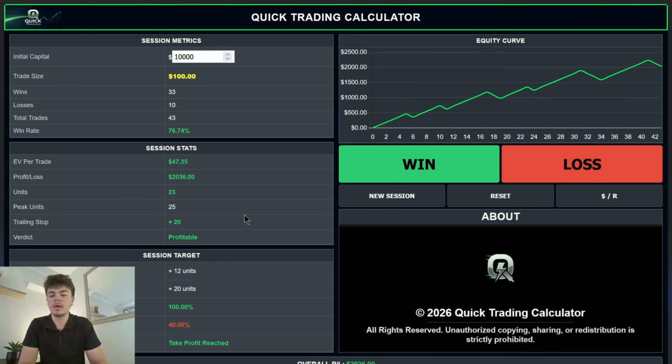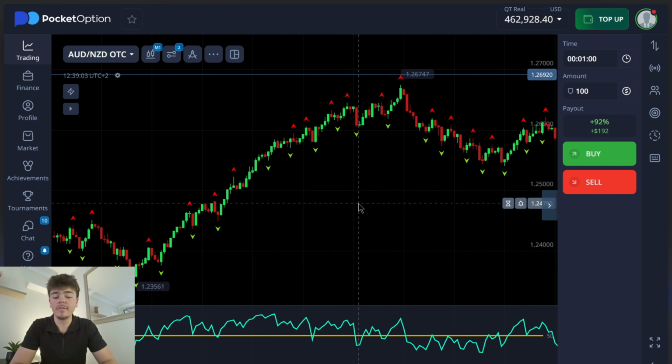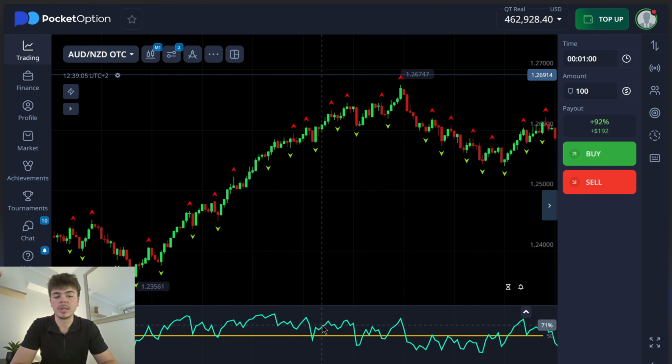So you can see here that we would make 23 units, or we would have a 23% increase on our account. For example, on the $10,000 account, you could have made $2,036. Overall, looking at this strategy, I'm genuinely impressed by how good it actually is, but always remember to practice on a demo account first before you decide to risk real capital.